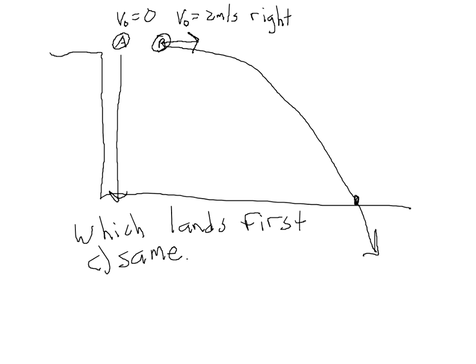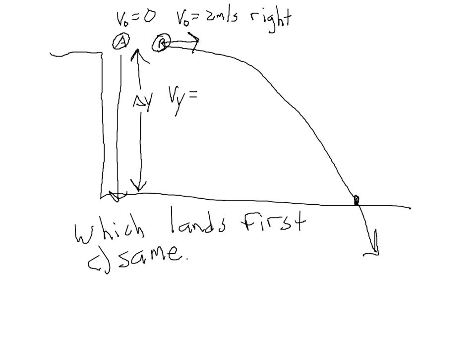So the fact that ball B is moving to the right when I throw it is irrelevant as to how long it takes to hit the ground. What matters in how long it takes to hit the ground are two things. You need to know how far it has to fall, delta y, and that's the same for both A and B.